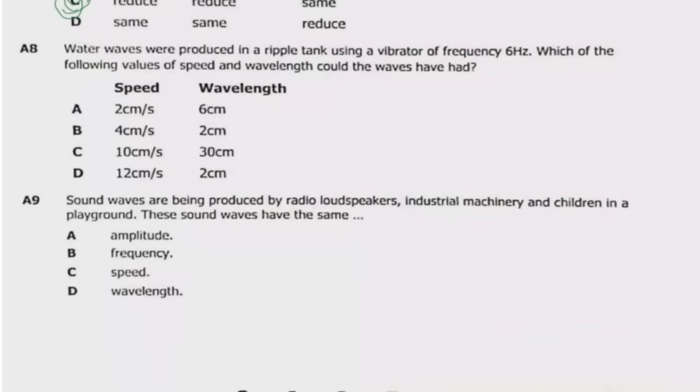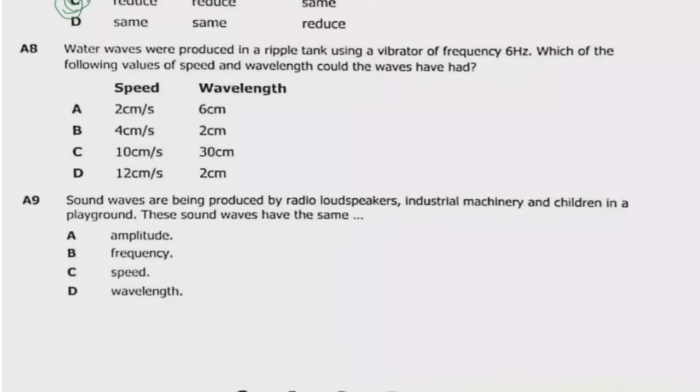We come to question 8. Water waves were produced in a ripple tank using a vibrator of frequency 6 Hz. Which of the following values of speed and wavelength could the waves have had?